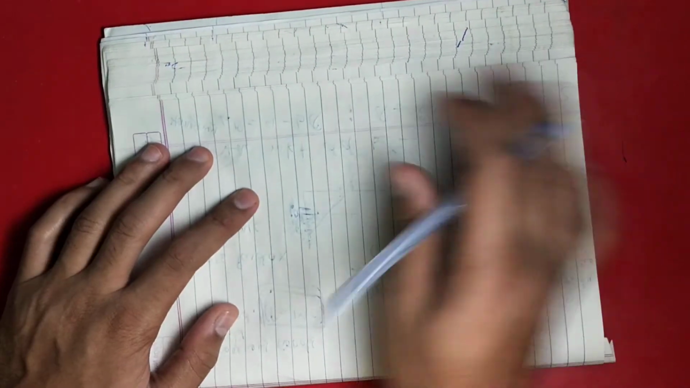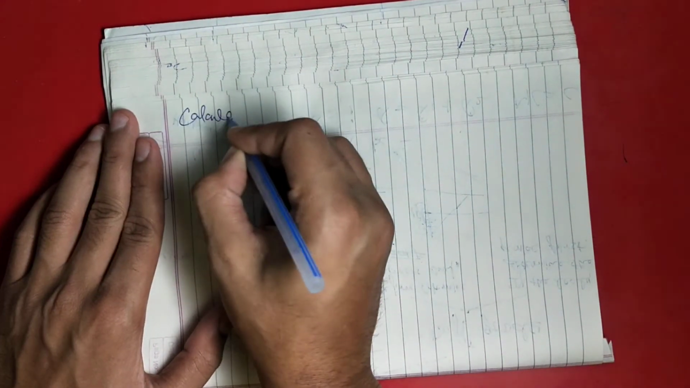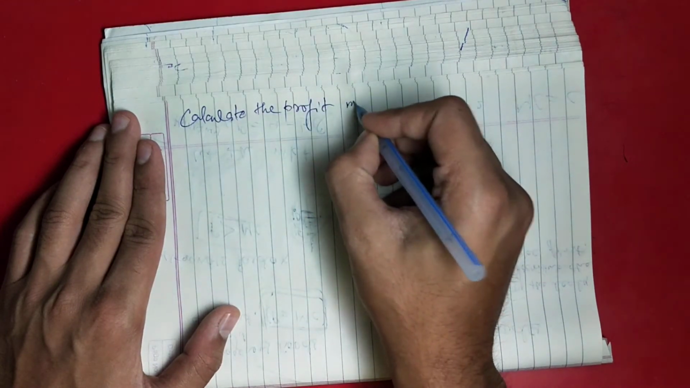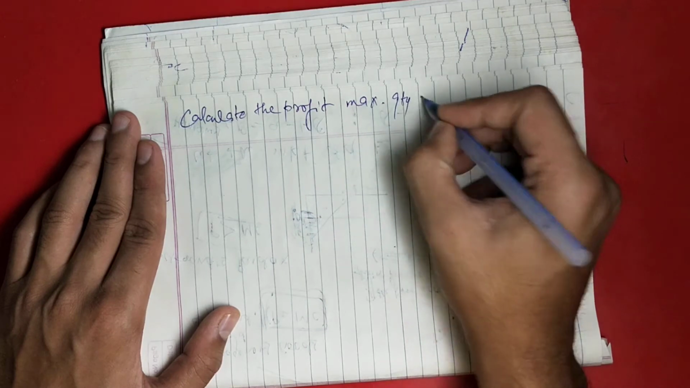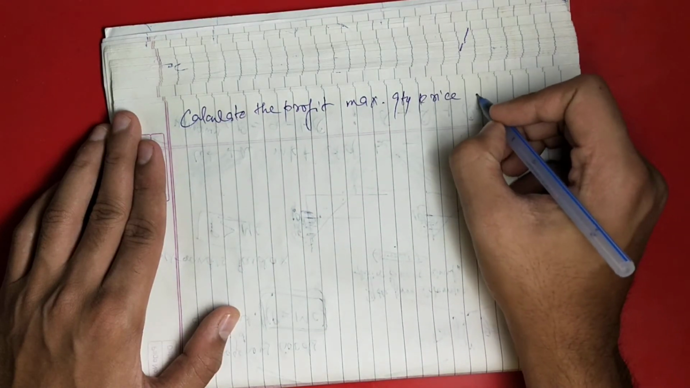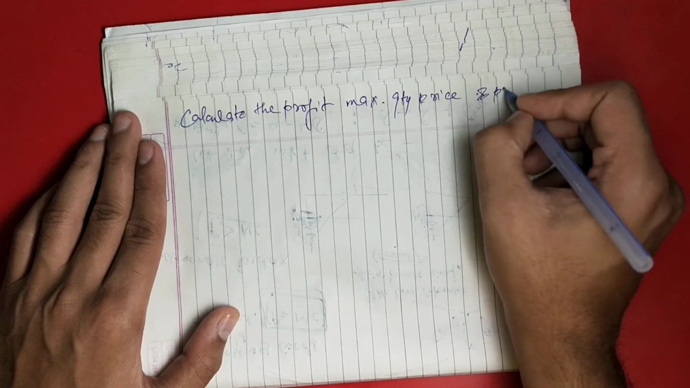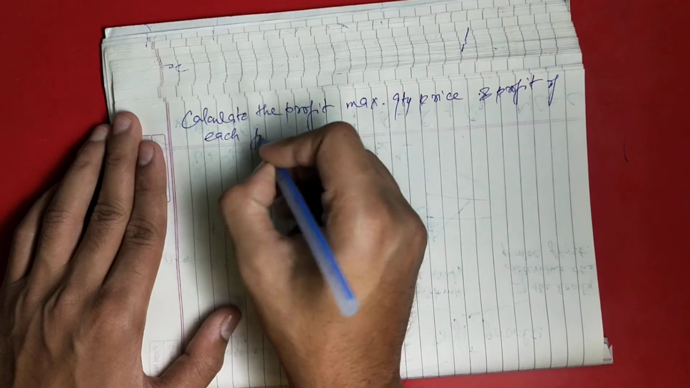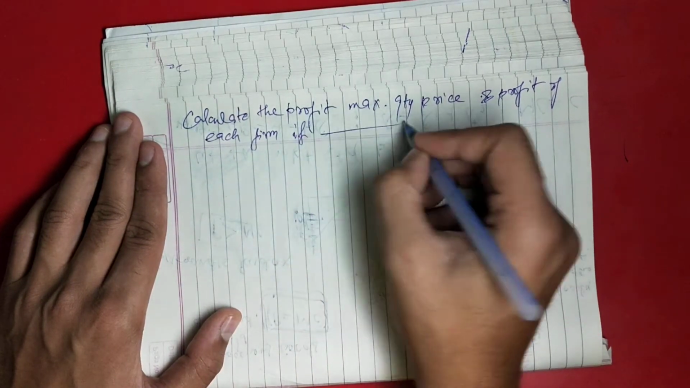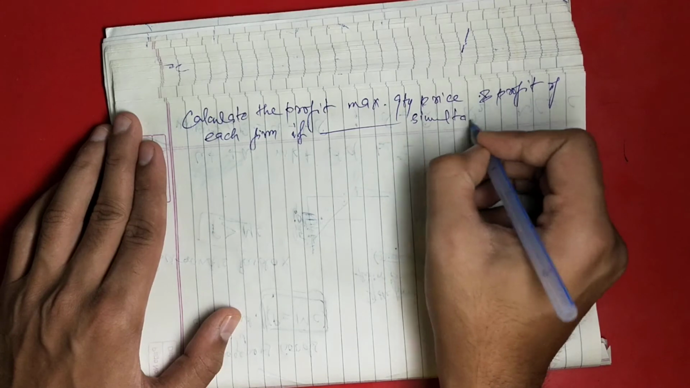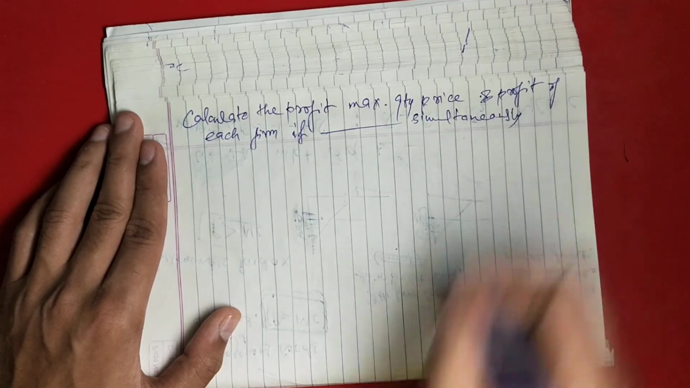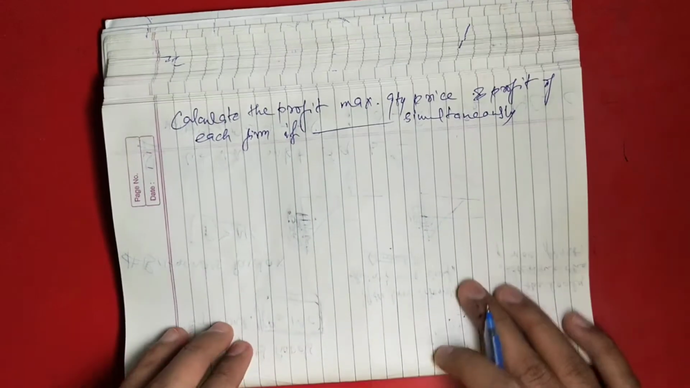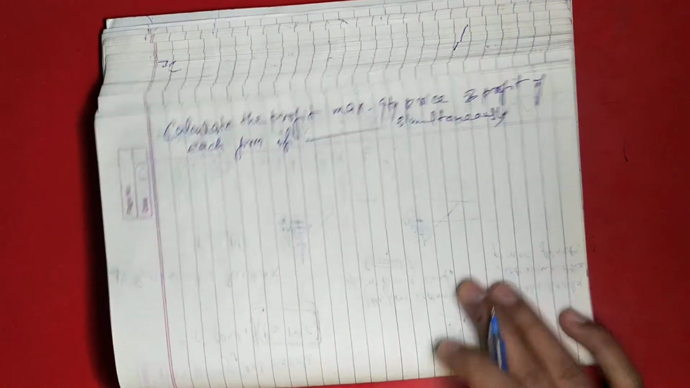And the question is the same as we have done earlier. Calculate the profit maximizing quantity, price and profit of each firm if they determine prices simultaneously. So it's like call notes, it's just to remember, you should not write this.